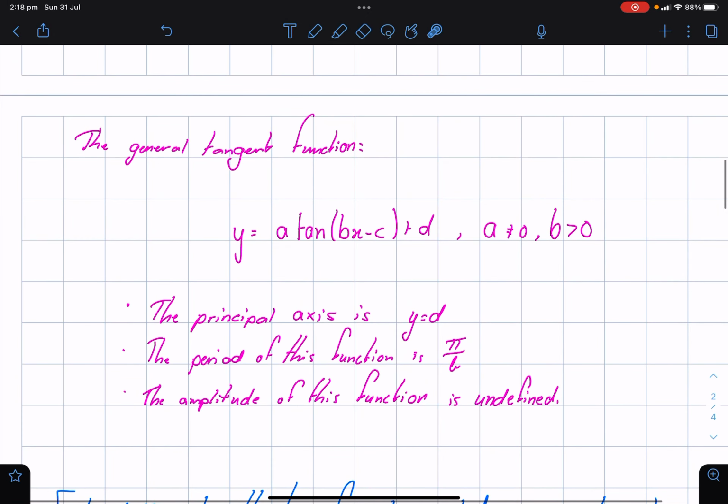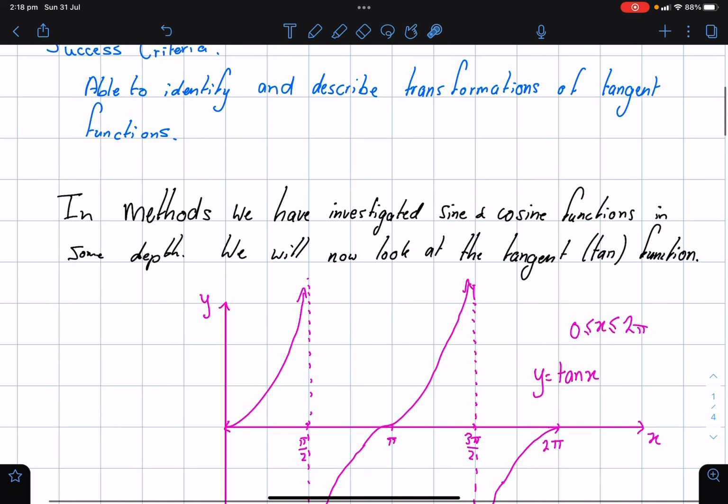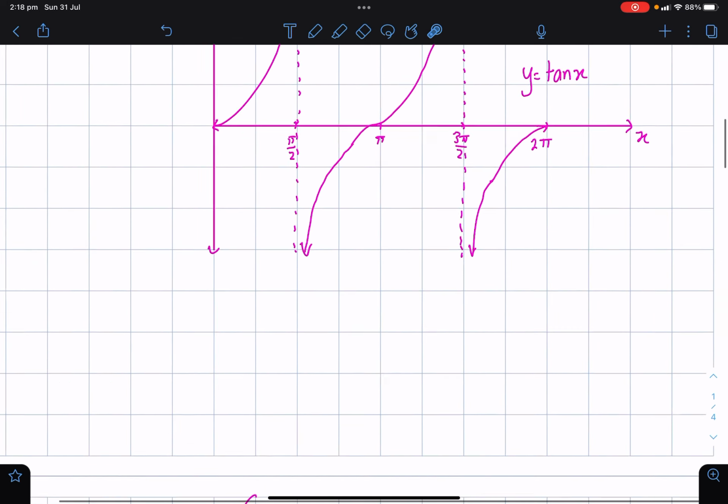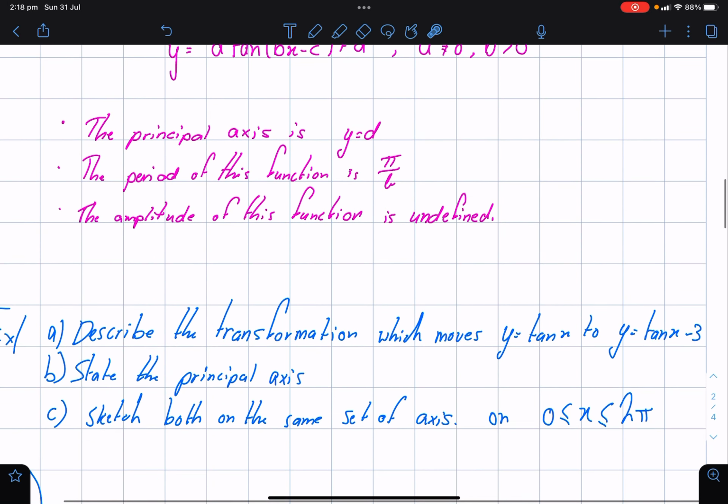All right, the period of this function is pi over b. So in sine and cosine, the period of the function is 2 pi over b, but with tan it is just pi over b. And the amplitude of this function is undefined, as it does in fact shoot off infinitely up and down. All right.